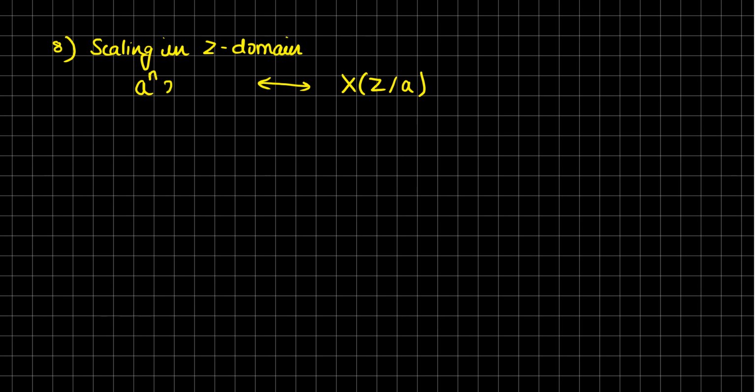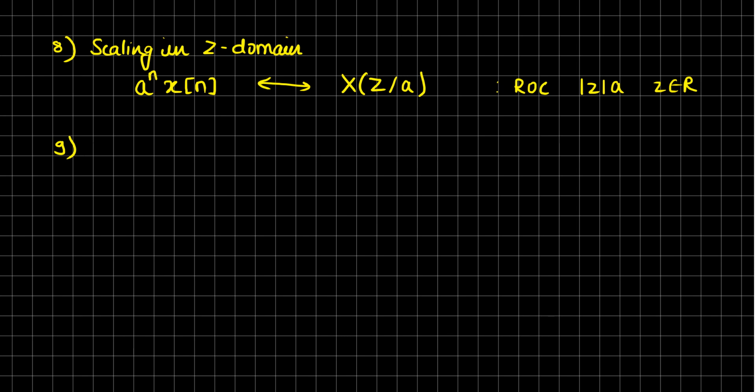Let us move on to the next property, that is scaling in frequency or the Z domain. So if we scale the Z transform by a factor of A, it results in multiplication or scaling by a factor of A to the power n in the time domain. And in this case, the region of convergence is mod of Z into A, where this Z belongs to the region of convergence of the original signal.